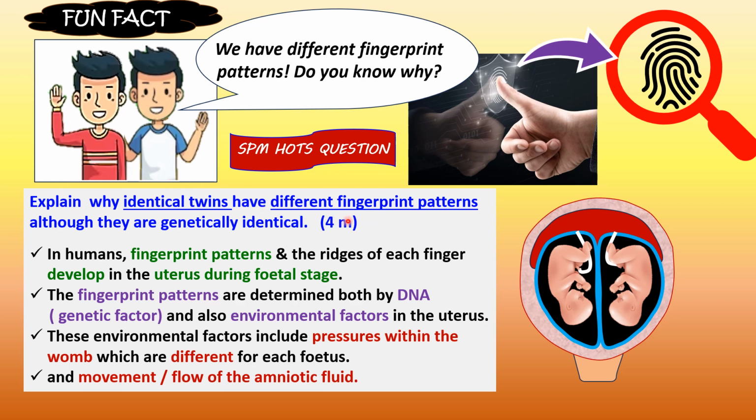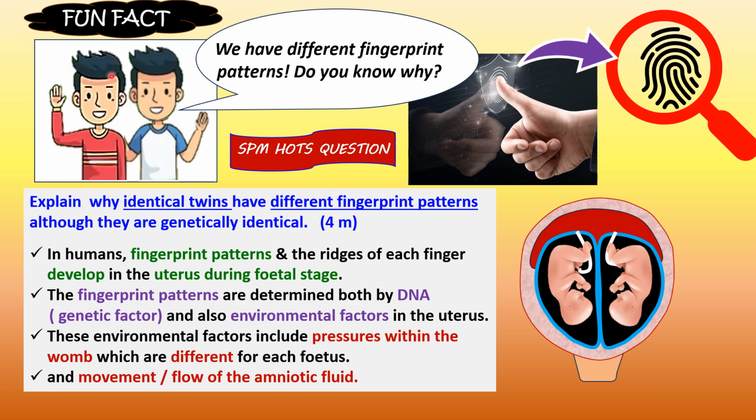Okay, these are the physical fingerprint patterns. All right. Whereas in terms of the DNA fingerprint, they have identical DNA fingerprint, which we will study in Form 5, because their DNA is alike, right? So DNA fingerprint is alike for identical twins, but their physical fingerprint, the thumbprint and the print on each finger, is different, all right? So instead of fingerprint, you can use the word thumbprint, right? Are different for identical twins, all right?